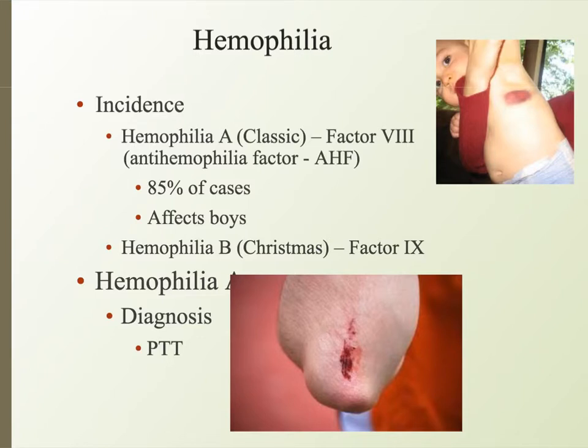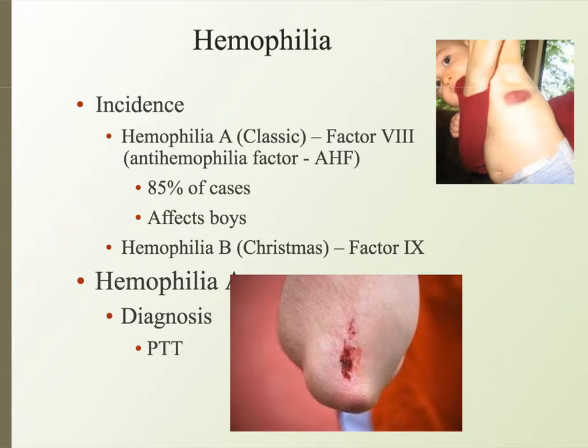And then we have hemophilia B, which is called Christmas factor. I'm not sure why it's named Christmas. Another name for Christmas is von Willebrand disease as well. Oh, no, wait. Von Willebrand disease is another type of clotting issue. Excuse me. Von Willebrand disease is a disorder that affects girls.